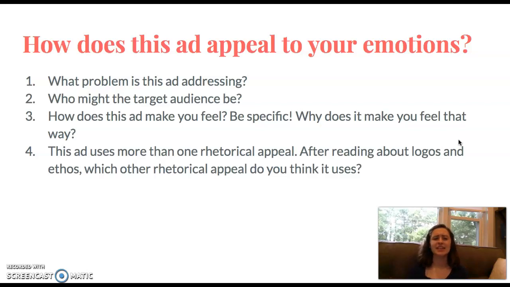And then lastly, this ad uses more than one rhetorical appeal, which is basically the case with any sort of artifact that you're looking at. So I want you to think about, when you go back and watch that ad, after reading about logos and ethos, what other rhetorical appeal do you think that this ad uses?